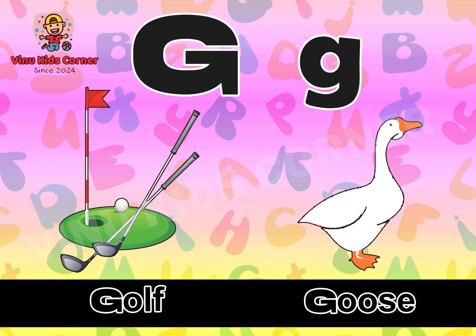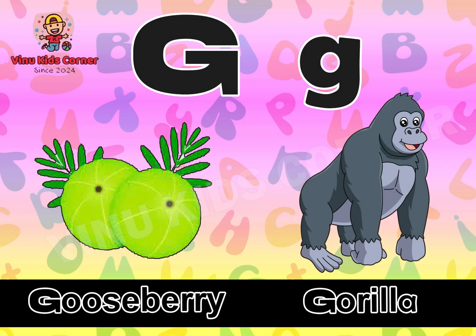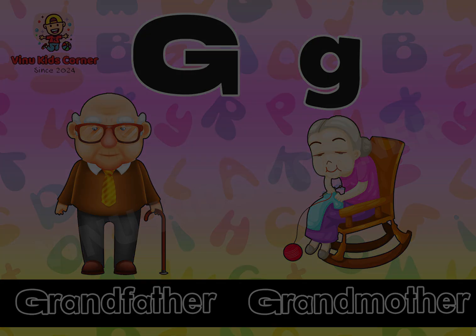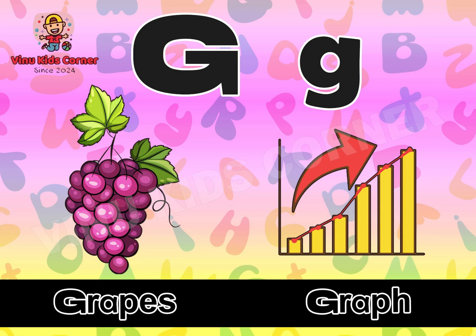G is for golf. G is for goose. G is for gooseberry. G is for gorilla. G is for grandfather. G is for grandmother. G is for grapes. G is for graph.